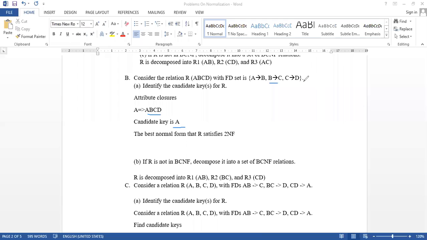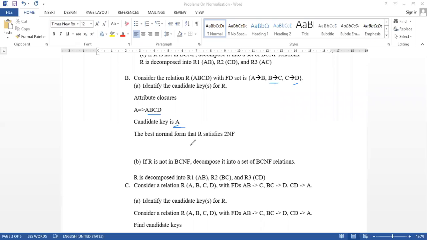B gives C, then C gives D. So that is about B closure. What about C closure? C gives C and C gives D. C closure gives only CD. What about D closure? D will give only D. So finally, what is the candidate key? A is the candidate key, right?